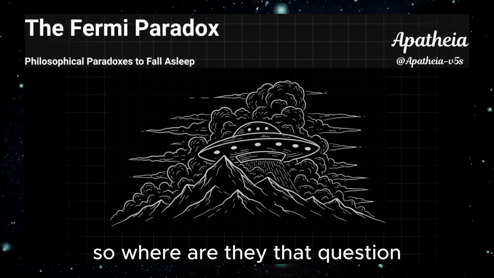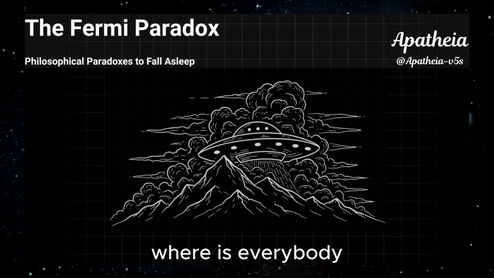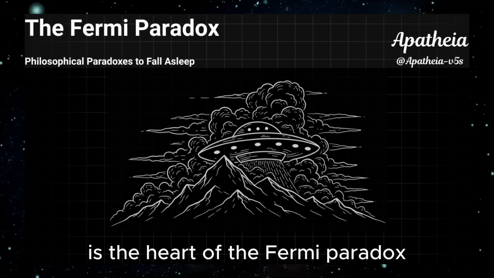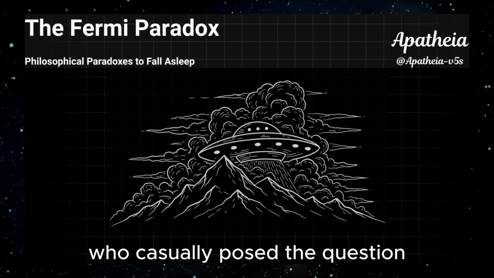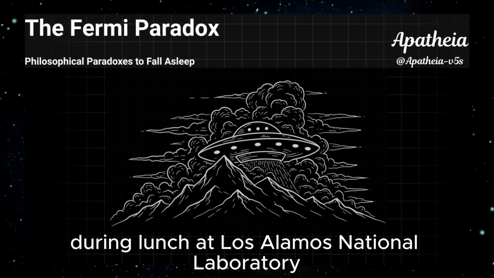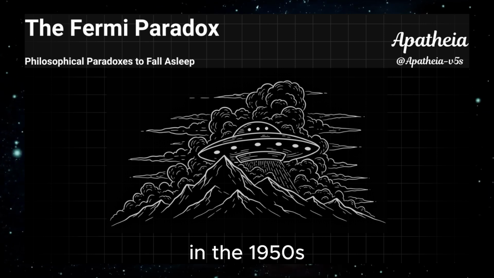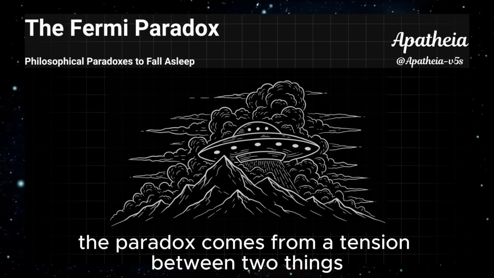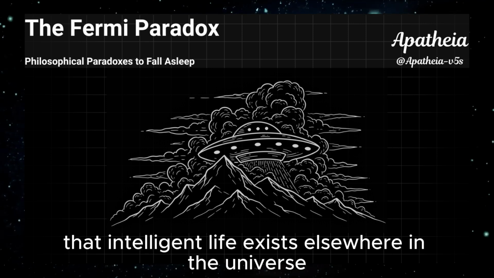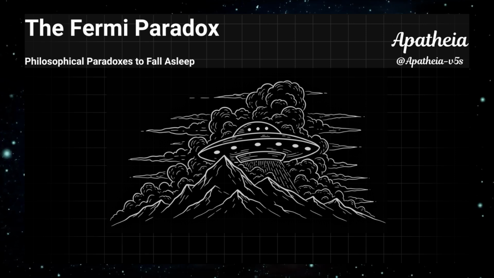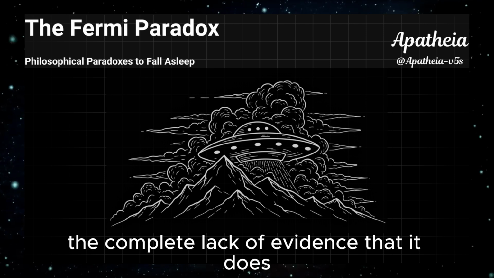So where are they? That question, where is everybody, is the heart of the Fermi Paradox. It's named after the physicist Enrico Fermi, who casually posed the question during lunch at Los Alamos National Laboratory in the 1950s. The paradox comes from a tension between two things: the high probability that intelligent life exists elsewhere in the universe, and the complete lack of evidence that it does.